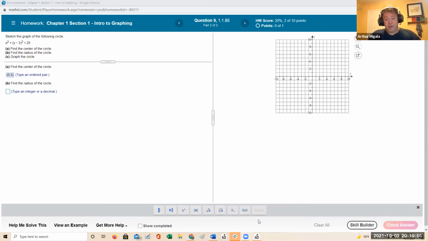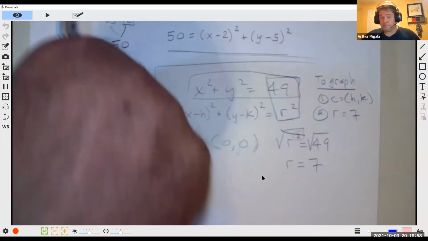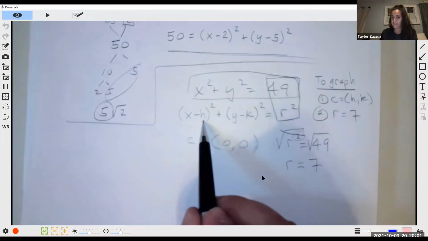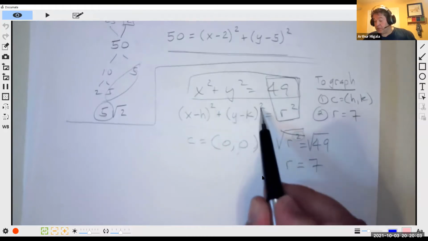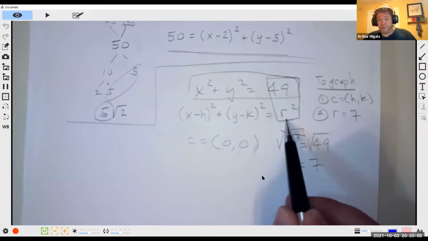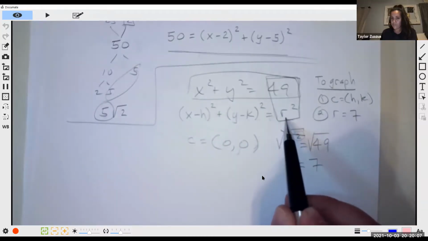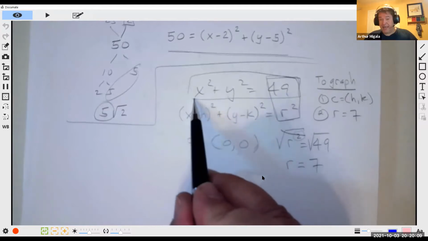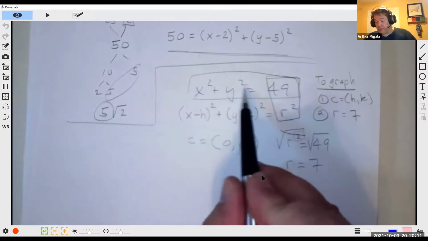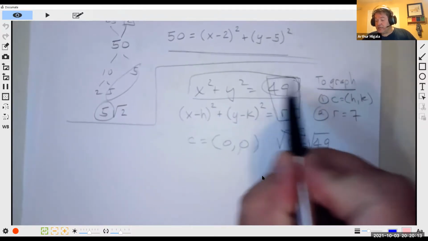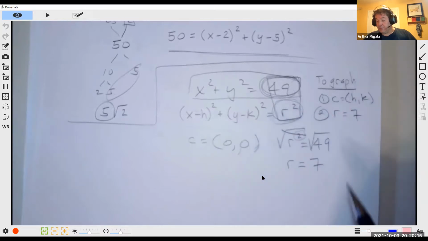Remember what we had in our formula. Here it is: (x minus h) squared plus (y minus k) squared equals r squared. We had x minus 0, whatever's here, is equal to r squared.